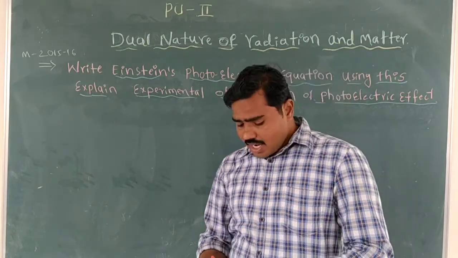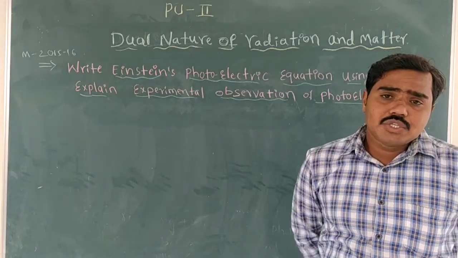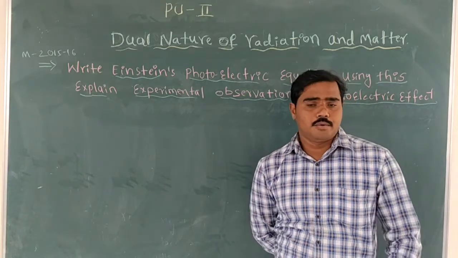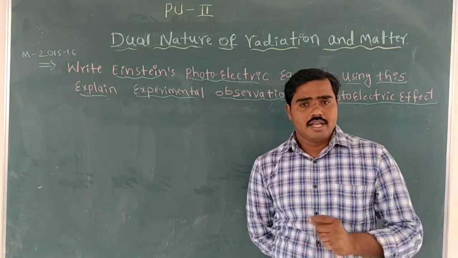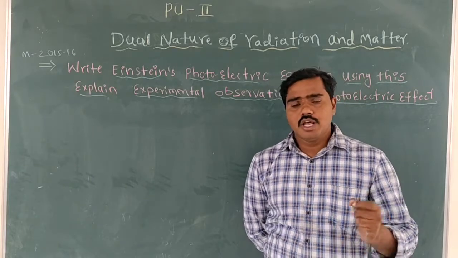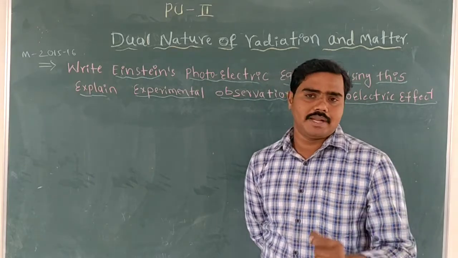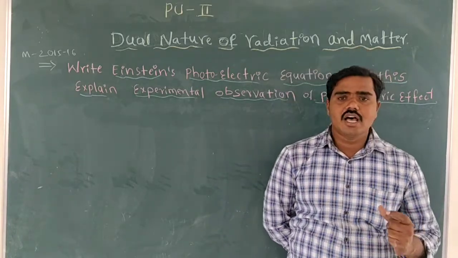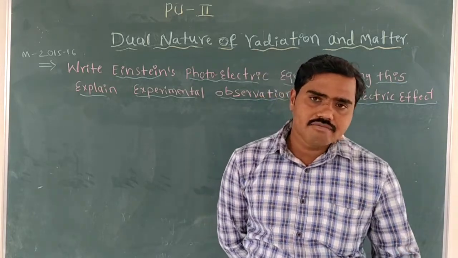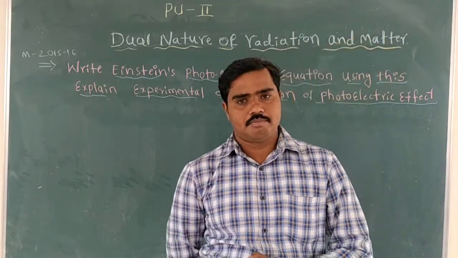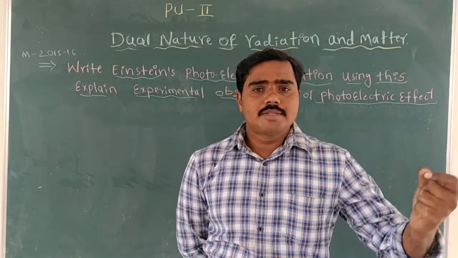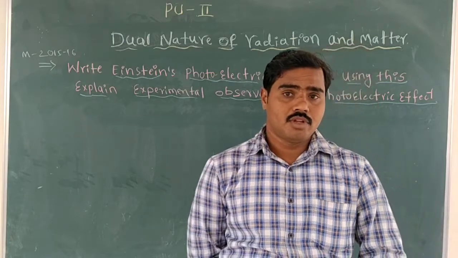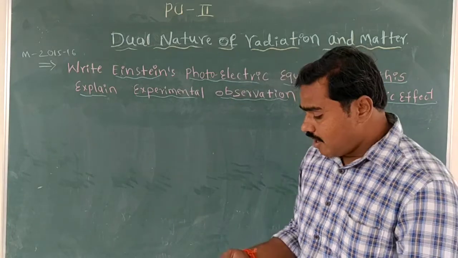Here that energy h nu is used in two ways. First, a part of the energy is used to liberate the electron from the metal plate, and the remaining part of energy is used to increase the maximum kinetic energy of the liberated electrons. It means we have increased the speed of the liberated electrons. Those are called photoelectrons.